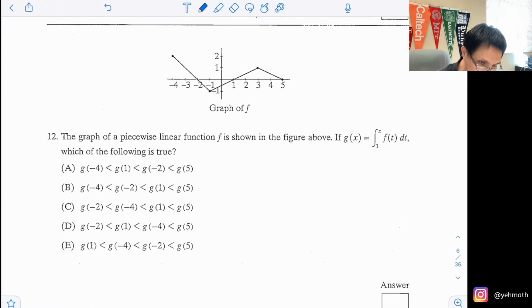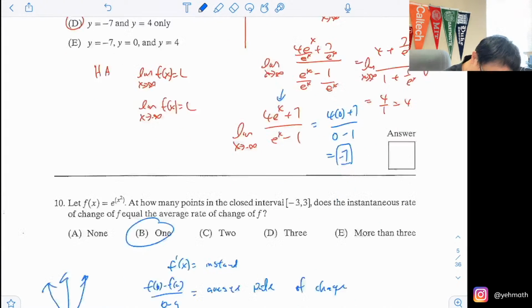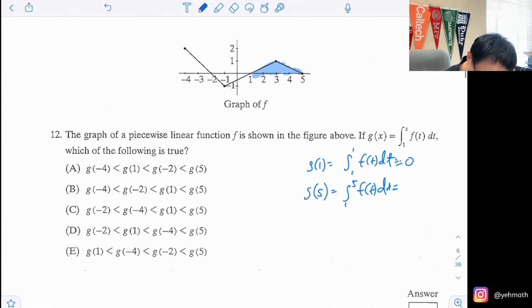We say it's 10, 11, 12. Oh, this one's lovely. Between 1 to x. First of all, I want to figure out what g of 1 is. Well, g of 1 is just the integration from 1 to 1 of f(t) dt. That's always equal to 0. Does that make sense? And if you have g of, let's say, 5, then that's integration from 1 to 5, which is roughly equal to this region, so that's equal to 2.